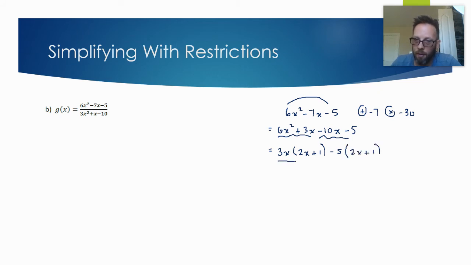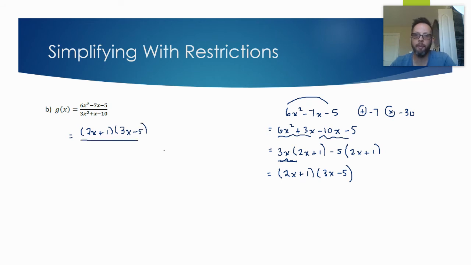That's good. And then we're left with 2x plus 1 as a common bracket with 3x and minus 5 left over. So the top would simplify to 2x plus 1 times 3x minus 5. How about the bottom? Let's factor it below.